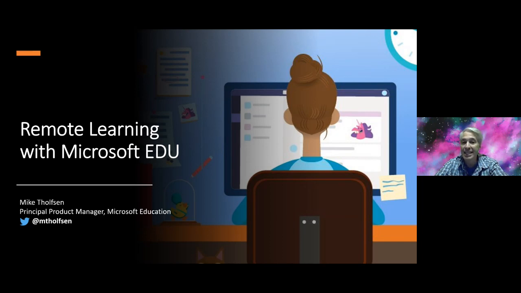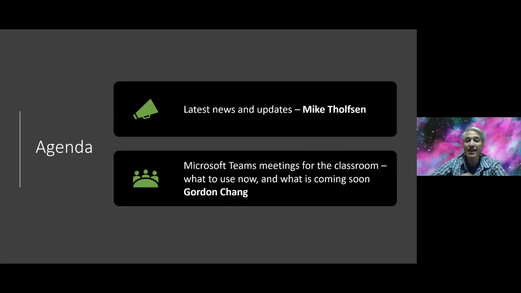And today we've got what I like to call the prom king of remote learning right now. What does that mean? Why is Gordon Chang the prom king? Because he is the product manager who handles all the meeting stuff in Microsoft Teams. And meetings in the classroom is all the rage right now. So he was already on the show. We brought him back. I think he's only the second returning guest. So Gordon, you've been so popular that we've had you back. So we're really excited to have Gordon.